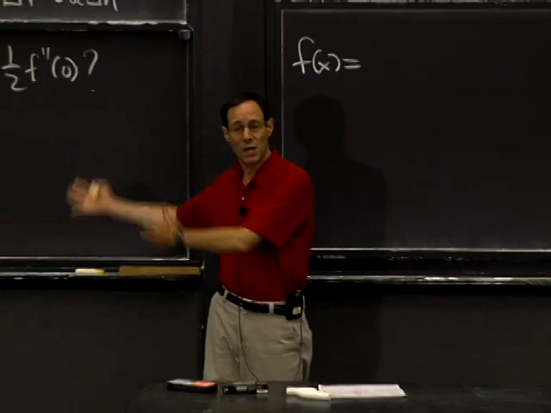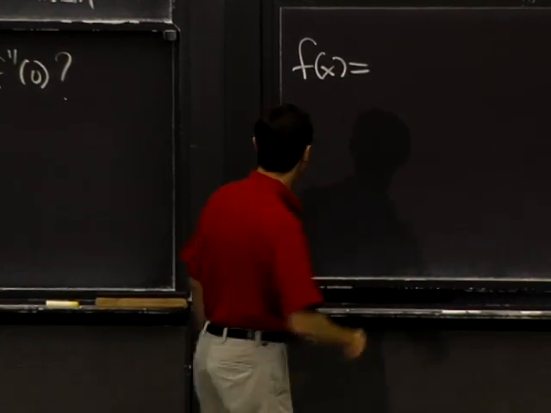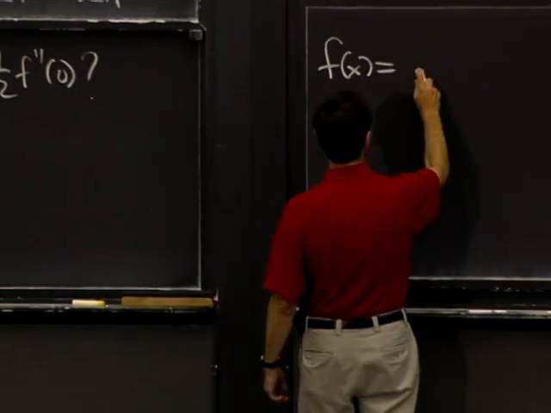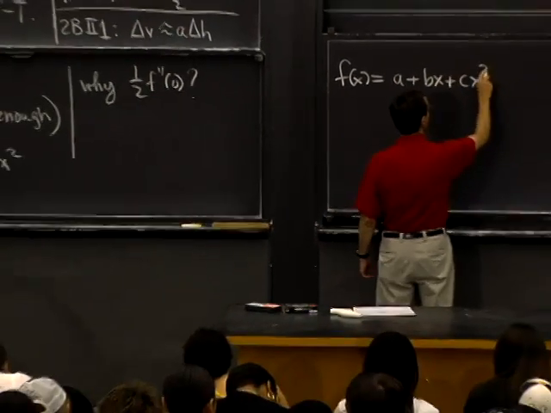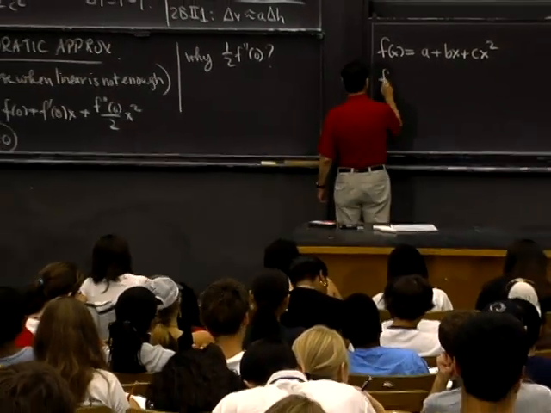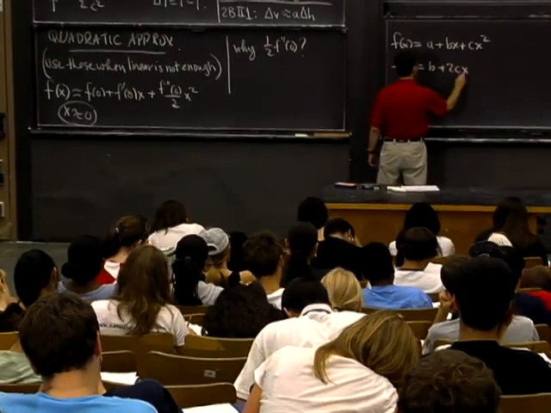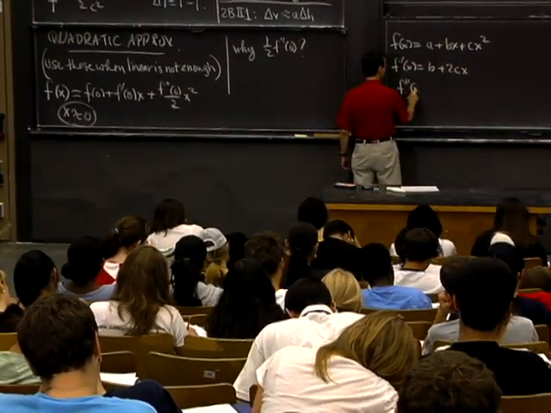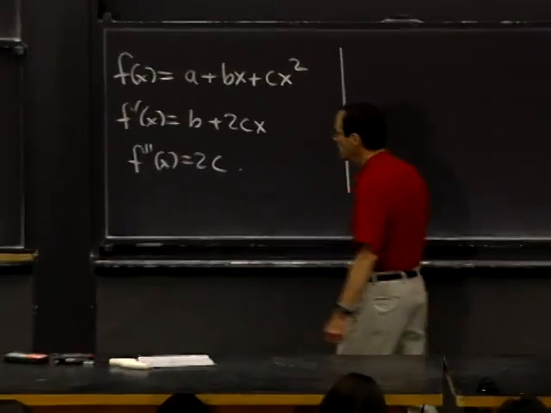Its quadratic approximation had better be itself. It's got to be the best one, so it's got to be itself. So this formula, if it's going to work, has to work on the nose for quadratic functions. So let's take a look. If I differentiate, I get b plus 2cx. If I differentiate a second time, I get 2c. And now let's plug it in.